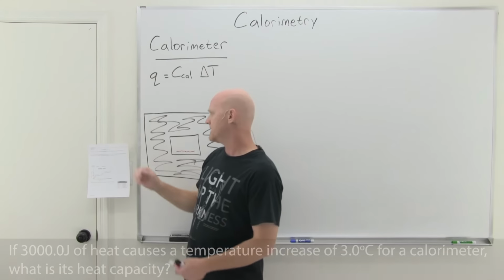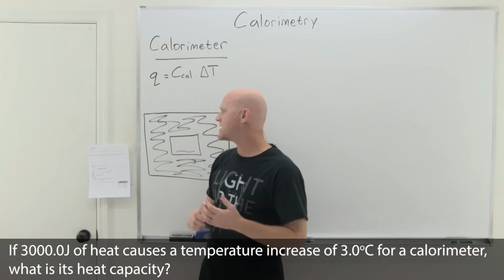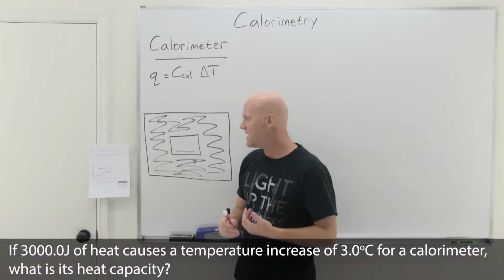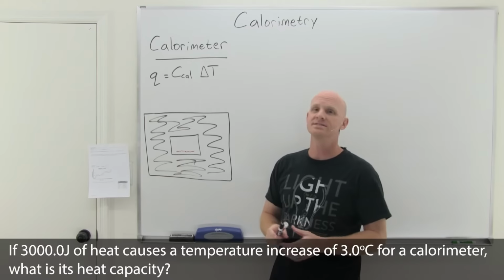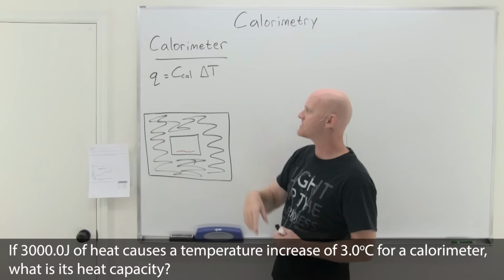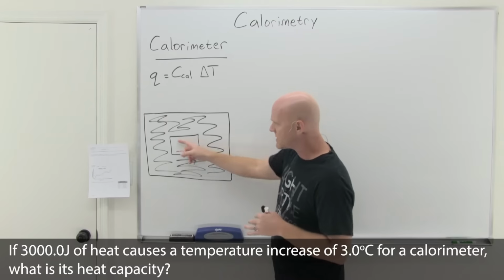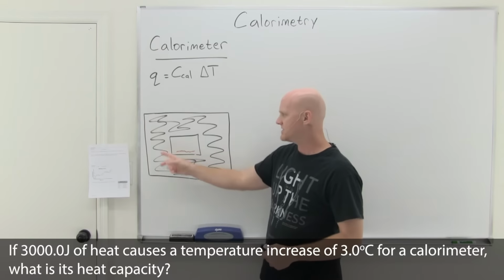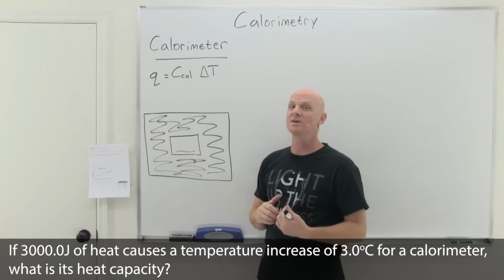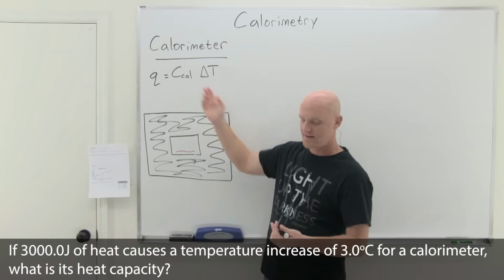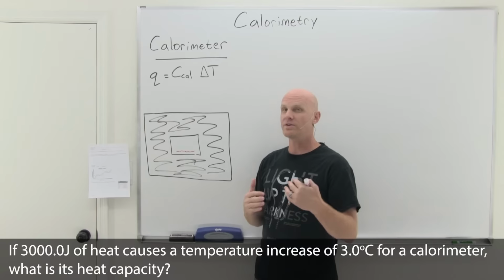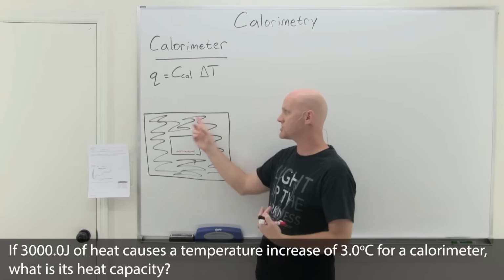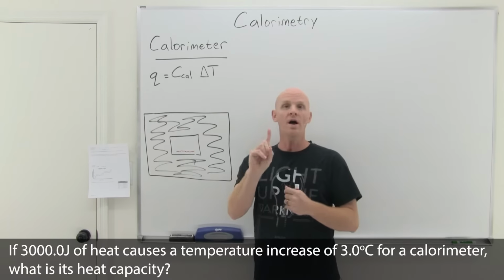First question: if 3,000 joules of heat causes a temperature increase of 3 degrees Celsius for a calorimeter, what is its heat capacity? Now we're being asked to solve for this heat capacity, and we're going to do something in here that gives off 3,000 joules, and we're told that the temperature goes up by 3 degrees Celsius. The question is, what is that heat capacity? Again, the heat capacity is really the amount of joules it takes to raise the temperature of the calorimeter 1 degree.